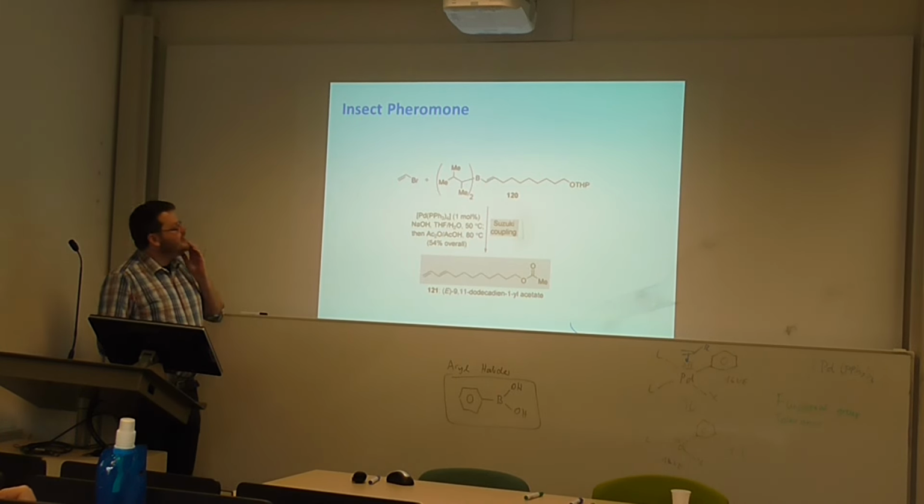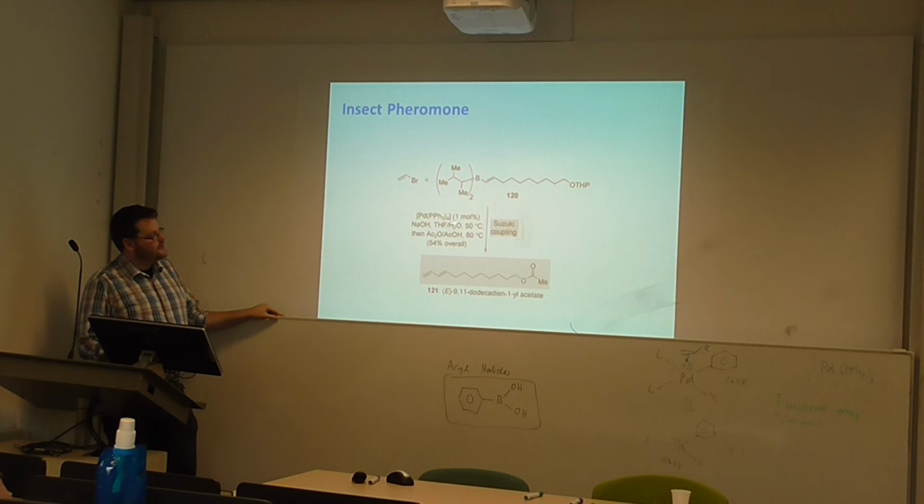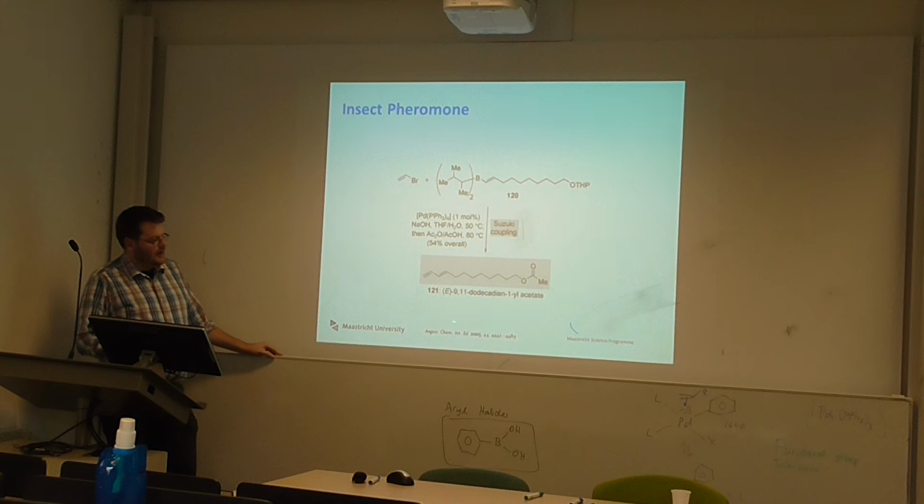This is another application in the natural product synthesis of an insect pheromone. Here they've decided to start with a palladium-0 catalyst, 1 mol%, and sodium hydroxide is the base. This is taken from a very nice review article by Nicolaou, 2005. And this is actually quite a straightforward application of a Suzuki type coupling reaction.